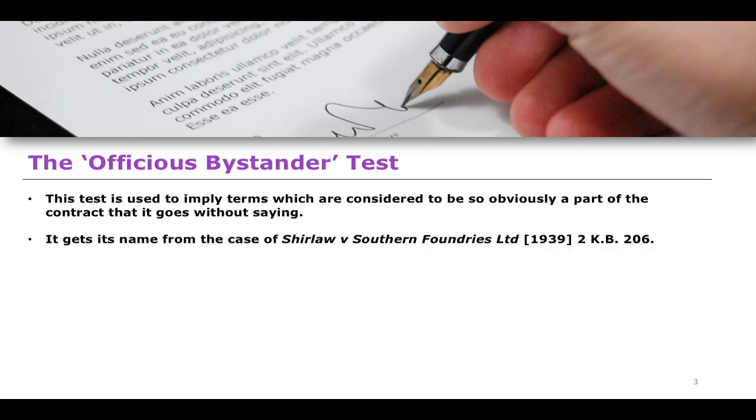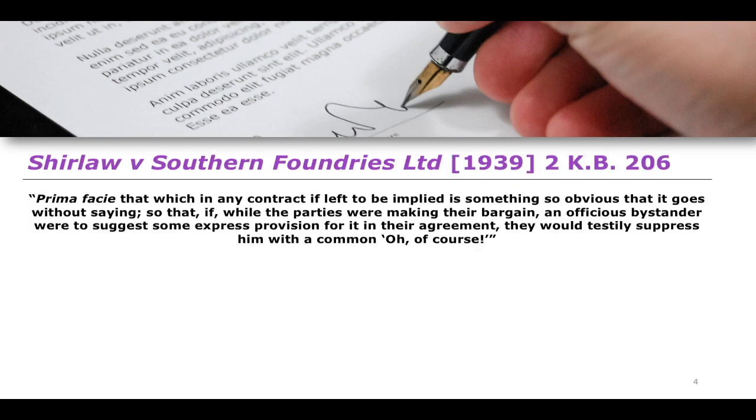It is called the officious bystander test because it comes from the case of Shirlaw v Southern Foundries Limited from 1939. Specifically, this quote: "Prima facie, that which in any contract, if left to be implied, is something so obvious that it goes without saying, so that if, while the parties were making their bargain, an officious bystander were to suggest some express provision for it in their agreement, they would testily suppress him with the comment, 'Oh, of course.'"